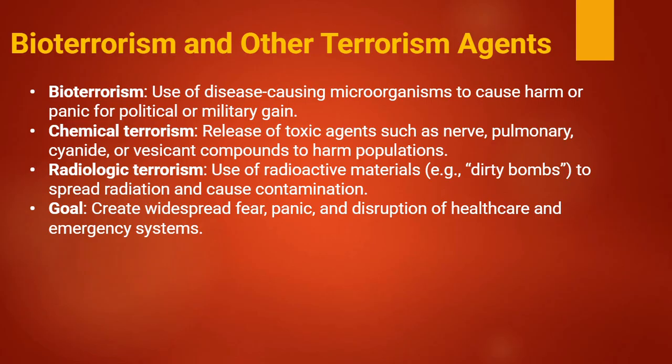Chemical terrorism involves the use of toxic chemicals to inflict harm. These agents can act rapidly and are often delivered through air, water, or direct contact. Types of chemical agents include pulmonary agents like chlorine gas, which damage lung tissue, nerve agents such as sarin or VX, which disrupt the nervous system and can be fatal within minutes, cyanide compounds, which block oxygen use in cells, and vesicants or blistering agents like mustard gas, which cause severe burns and tissue damage. The nurse's role in such events includes recognizing early signs of chemical exposure, using proper personal protective equipment, PPE, and initiating decontamination protocols promptly to prevent further exposure.